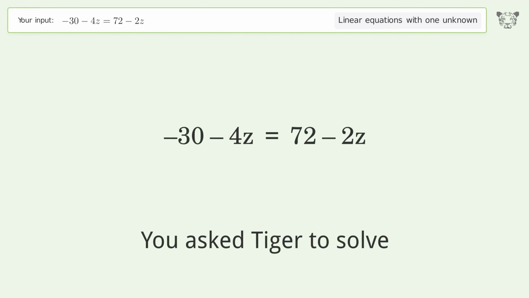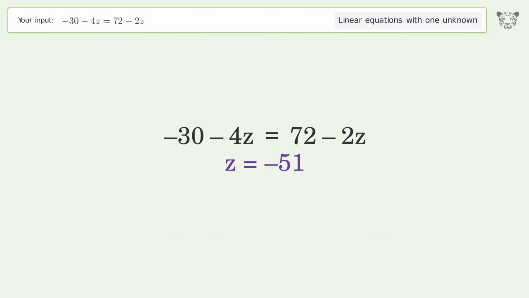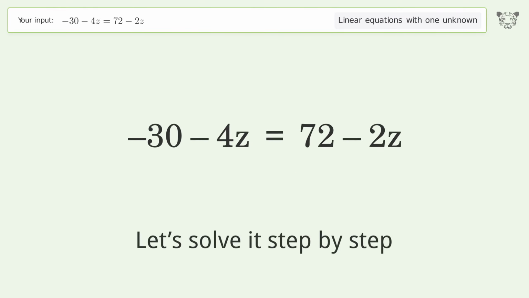You ask Tiger to solve. This deals with linear equations with one unknown. The final result is z equals -51. Let's solve it step by step.